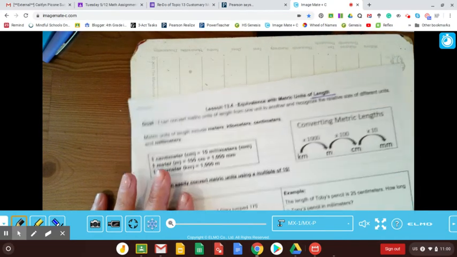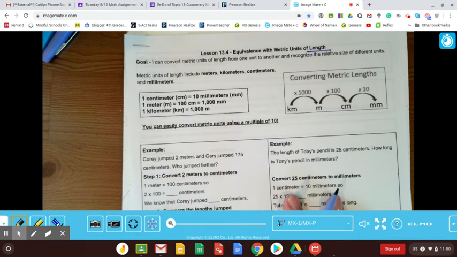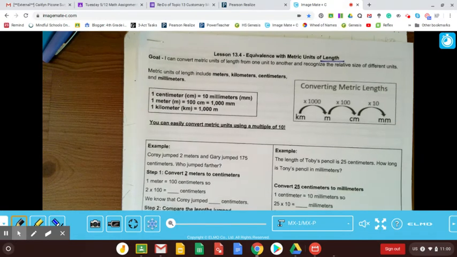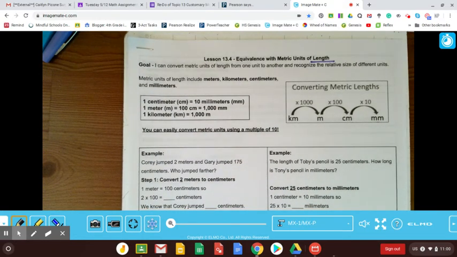So, if you do not have your guided notes printed out yet, you might want to do that if you have access to a printer. Pause this video, go get those notes, print it out. It's going to help you tremendously. If you do not have a printer that works, you can take out a piece of paper right now and just copy down as much as you can.